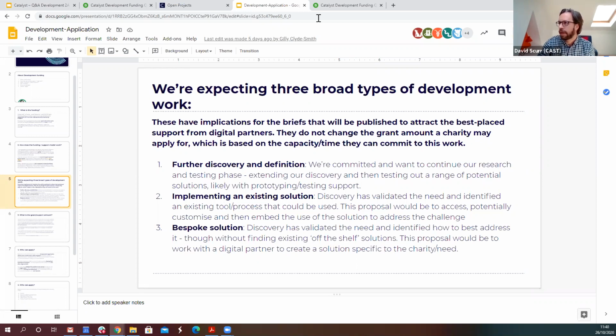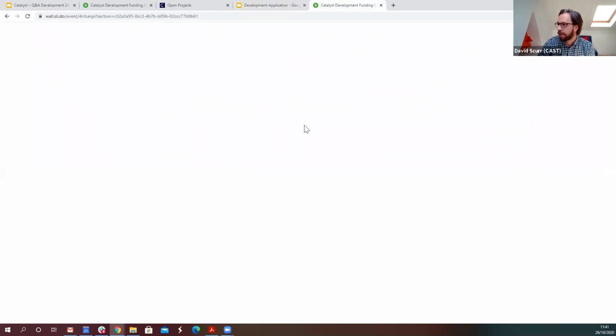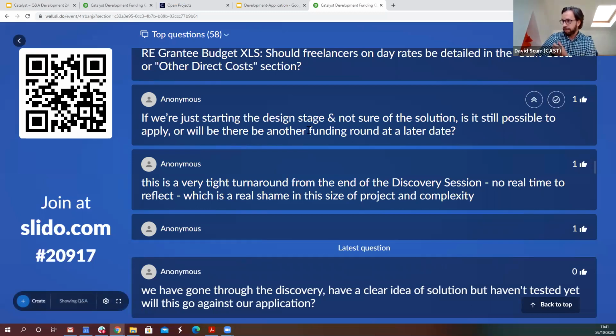Going back to your question about future rounds, let me just check the question again if I bring it up. So at the moment, we don't have a confirmed next funding round. We had 1 round for discovery, 2 rounds for development through the National Lottery Community Fund COVID-19 Digital Response funding. So that's it for now. There will hopefully be more funding coming out in the new year, but we can't confirm that as yet based on existing programs. This is the second and last round of development.